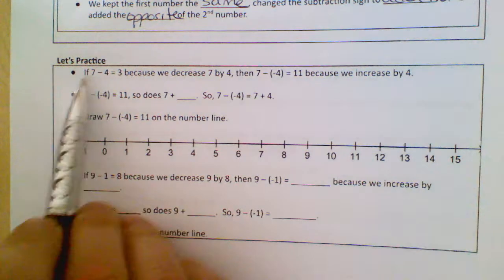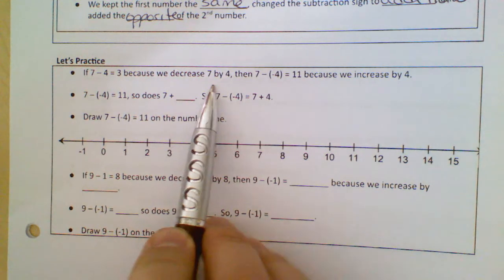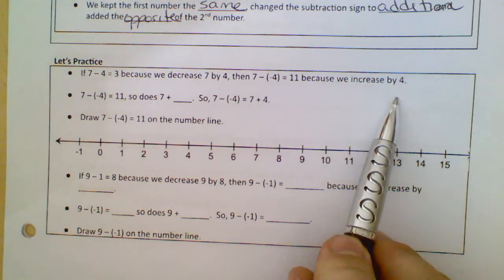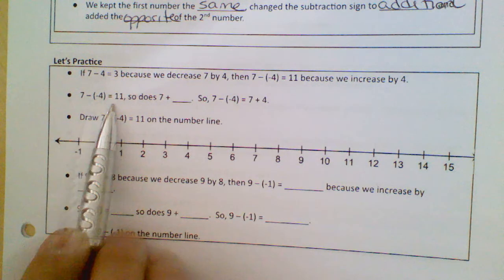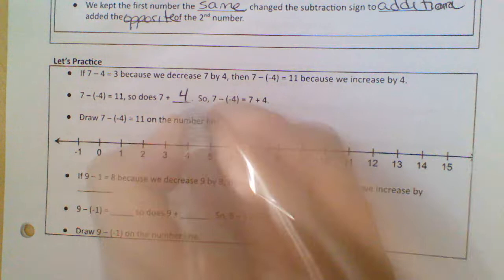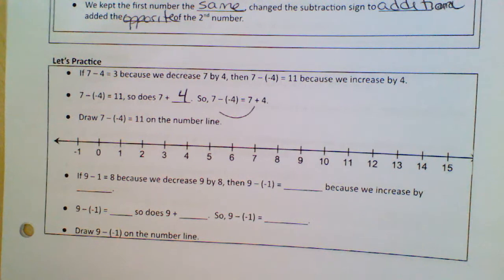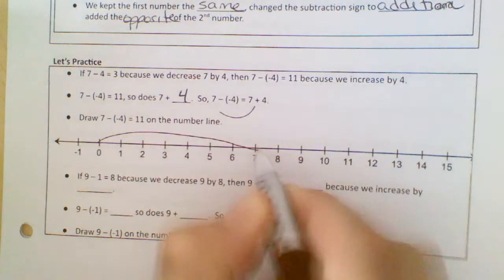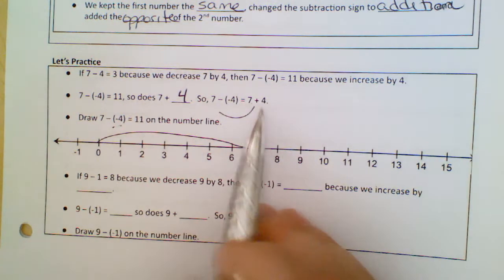So if we practice again, we have 7 minus 4 equals 3 because we decreased 7 by 4. So then 7 minus negative 4 equals 11 because we increased by 4. So does 7 plus 4. So 7 minus negative 4 and 7 plus 4 give us the same answer. So 7 minus negative 4, on the number line we go to 7, and then subtracting negative 4 is the same as adding positive 4.